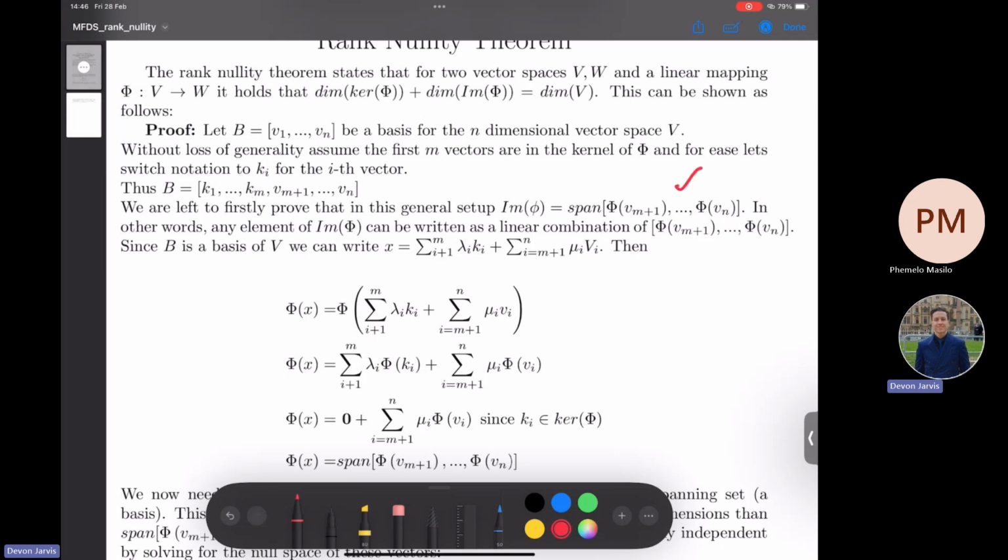If this doesn't make sense now, that's fine, because that's where we're going. That's actually the proof playing out, okay? So it'll make sense by the end of it. In other words, any element of our image can be written as a linear combination of Vm plus 1 through Vn after they've been mapped.